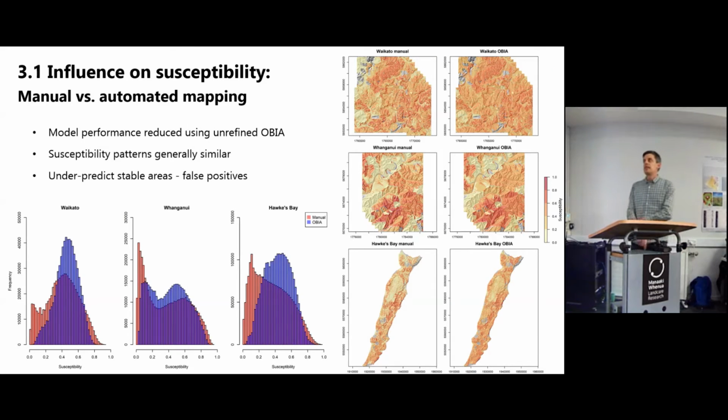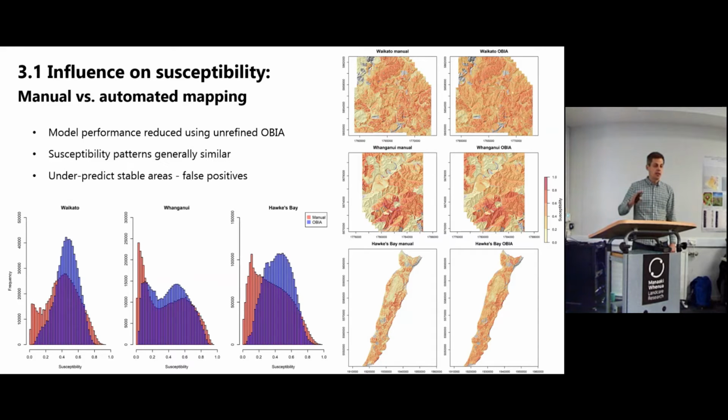Now, in terms of thinking about some of the outcomes of the work, the first question we really wanted to look at was, what's the trade-off between manual mapping and automated mapping? Now, automated involves the automated classification of imagery to detect landslides. And in this case, we're using an approach called OBIA, or object-based image analysis. And we wanted to understand what is the effect of using manually mapped data. So this is where somebody manually identifies and maps every single landslide in a study area versus an automated approach.